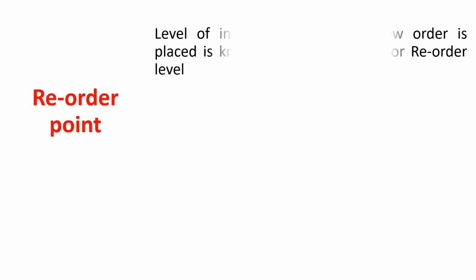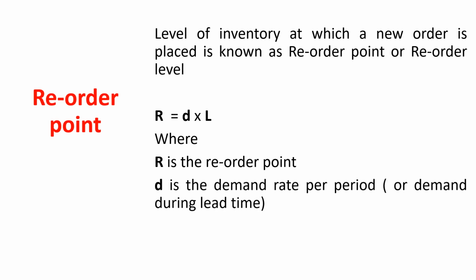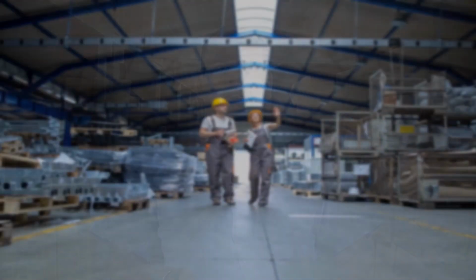Now, when you would like to calculate the reorder point: the level of inventory at which a new order is placed is known as the reorder point or reorder level. R is equal to D multiplied by L, where R is the reorder point, D is the demand rate per period, and L is the lead time. If delivery is instantaneous, the reorder point may be 0. But if there is a lead time between placing an order and receiving the items, you need to calculate the reorder point. In the case of certainty, when lead time is fixed, this is the formula you can use. So, let us take an example.